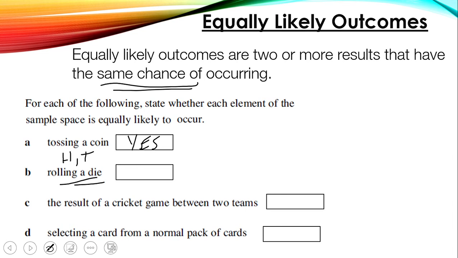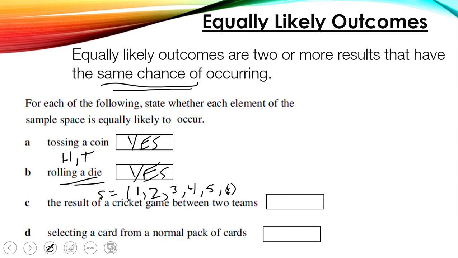Same thing with the die. If it was a true die or a fair die, not one that was kind of rigged or set up, rolling a traditional die would give 1, 2, 3, 4, 5, and 6 as our sample space. And would we have an equal chance of rolling all those? Yes, yes we would.